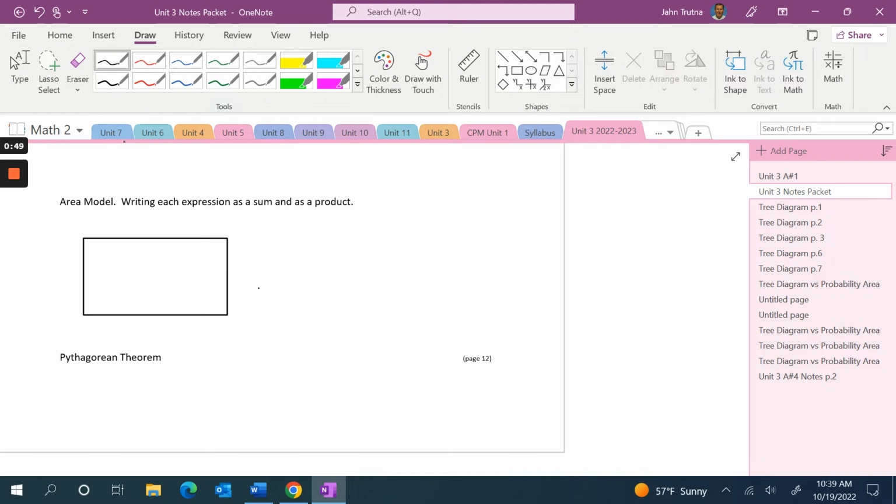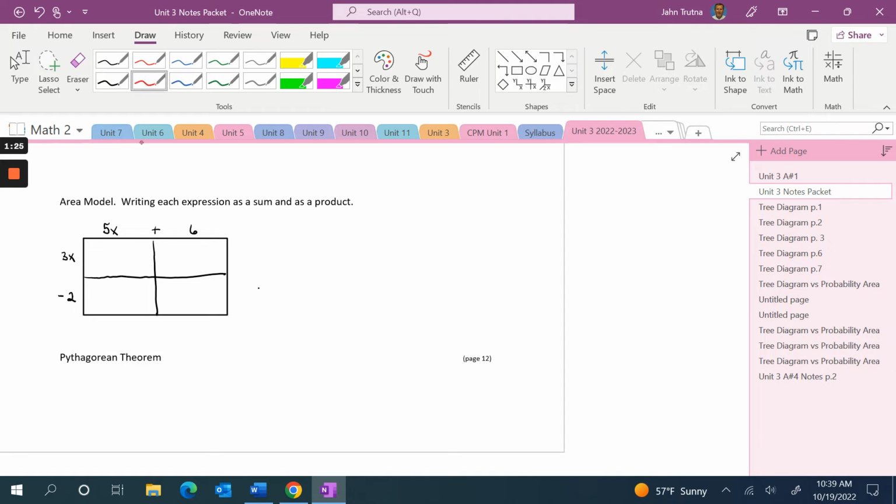Let's mark the top of the rectangle as the expression 5x plus 6. Let's mark the side of the rectangle as the expression 3x minus 2. Because we have an addition sign at the top, we're going to divide the area model in half vertically. And because we have two different terms on the side, we have to divide the area model in half horizontally.